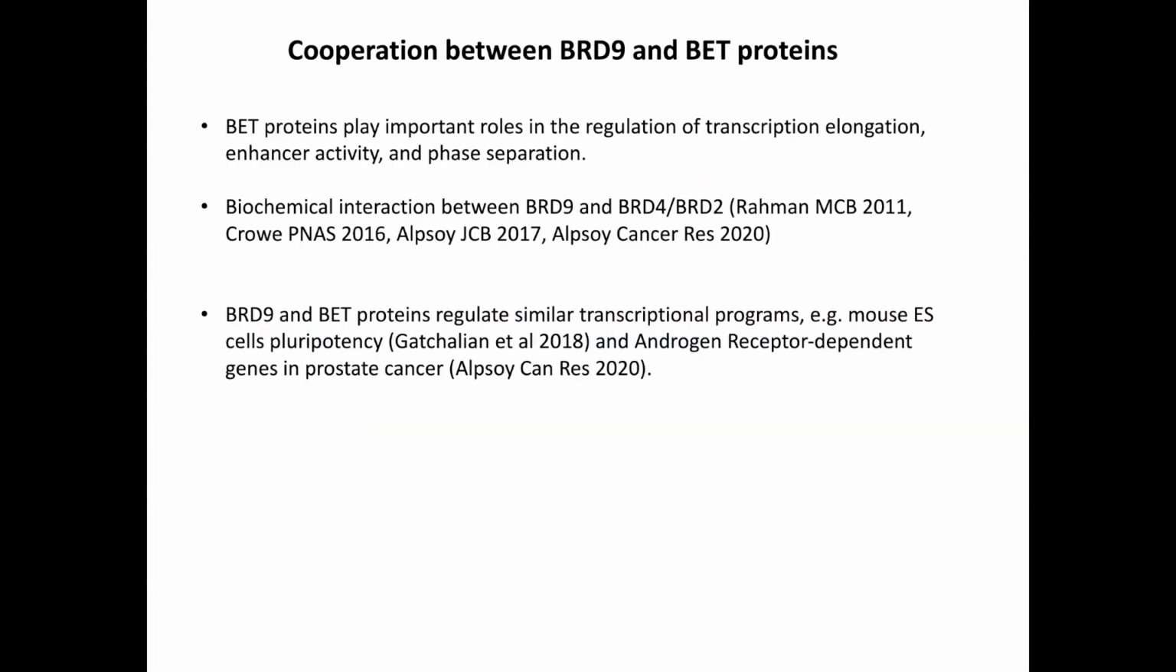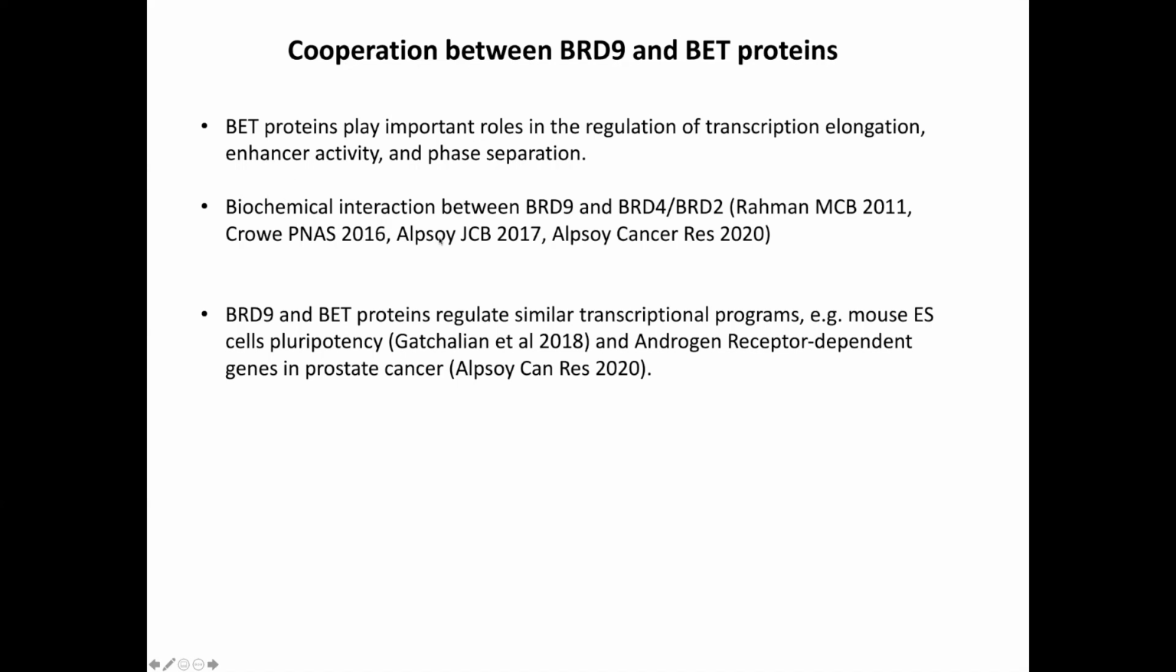In addition to BRD9, there was quite a bit of evidence mounting to suggest that BRD9 and the non-canonical complex might be cooperating with BET proteins. I'll remind you, these BET proteins, for example BRD2, 3, and 4, are important players in the regulation of transcriptional elongation, super enhancer activity, and phase separation, and so really have broad and pervasive roles in transcription.